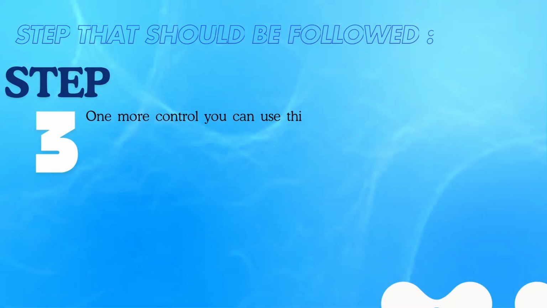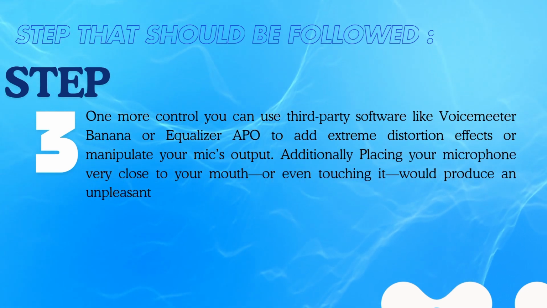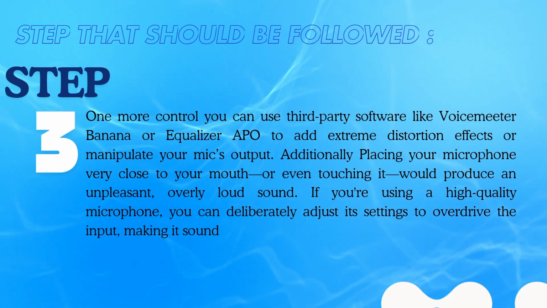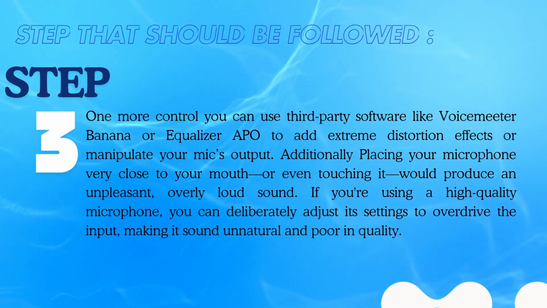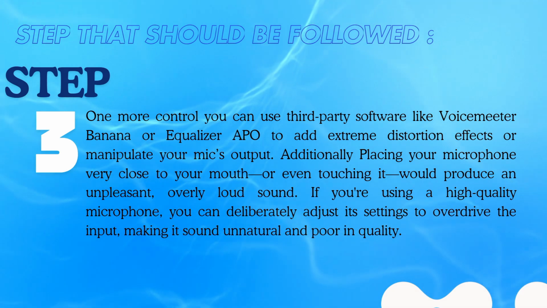For more control, you can use third-party software like Voicemeeter Banana or Equalizer APO to add more extreme distortion effects or manipulate the mic's output. Additionally, placing your microphone very close to your mouth or even touching it will produce unpleasant, overly loud sounds. If you are using a high-quality mic, you can deliberately adjust its settings to overdrive the input, making it sound unnatural and trash. These adjustments will make your mic pick up noise at an intense level, creating a distorted and noisy output.